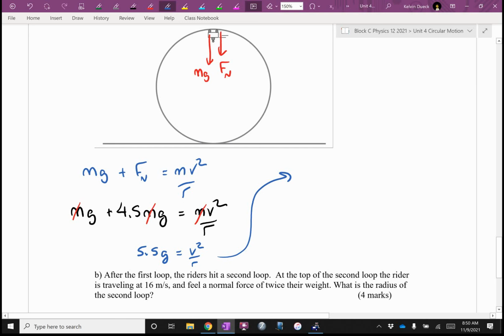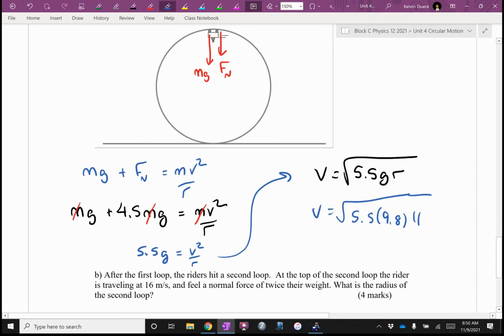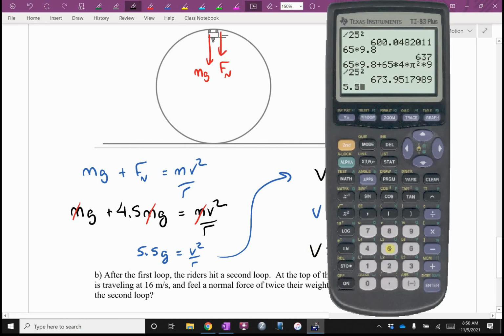And am I going to get my old friend, the square root of gr with some other stuff? I think I am. I'm going to get v equals the square root of 5.5 gr. Kind of nice. v is going to be the square root of 5.5 times 9.8 times 11. Square root. You get 24.3.